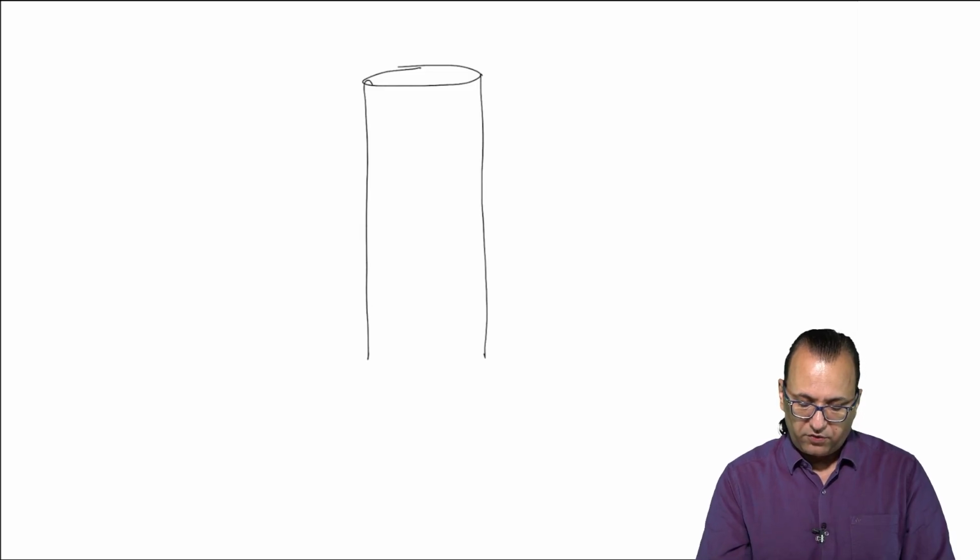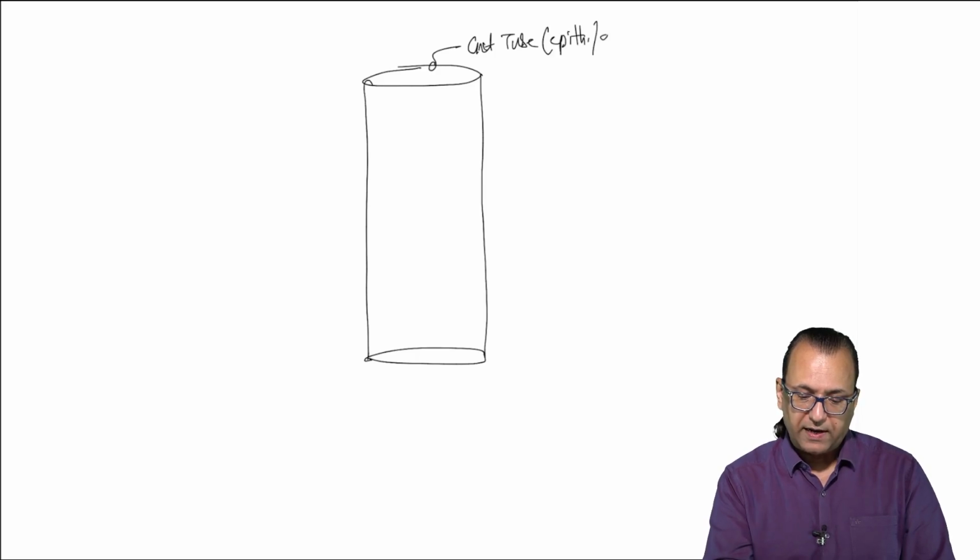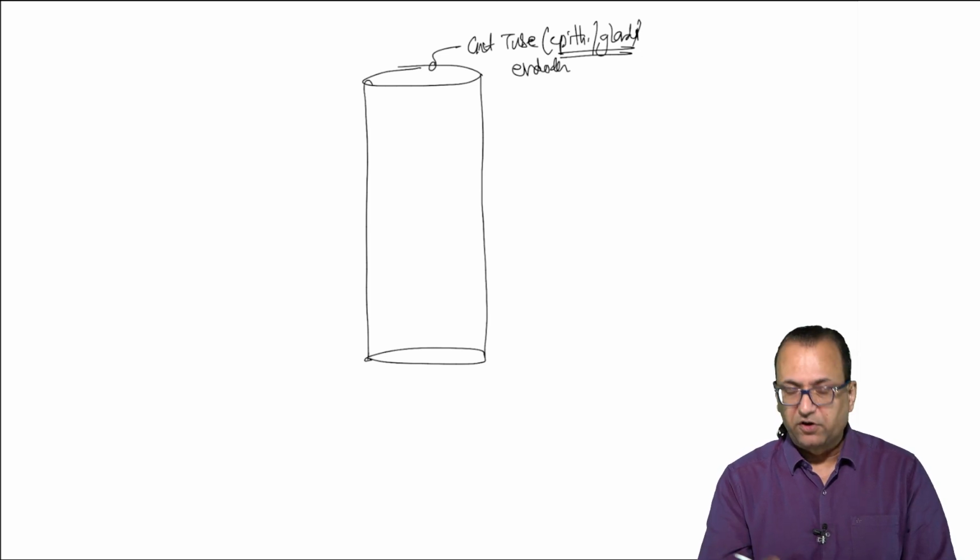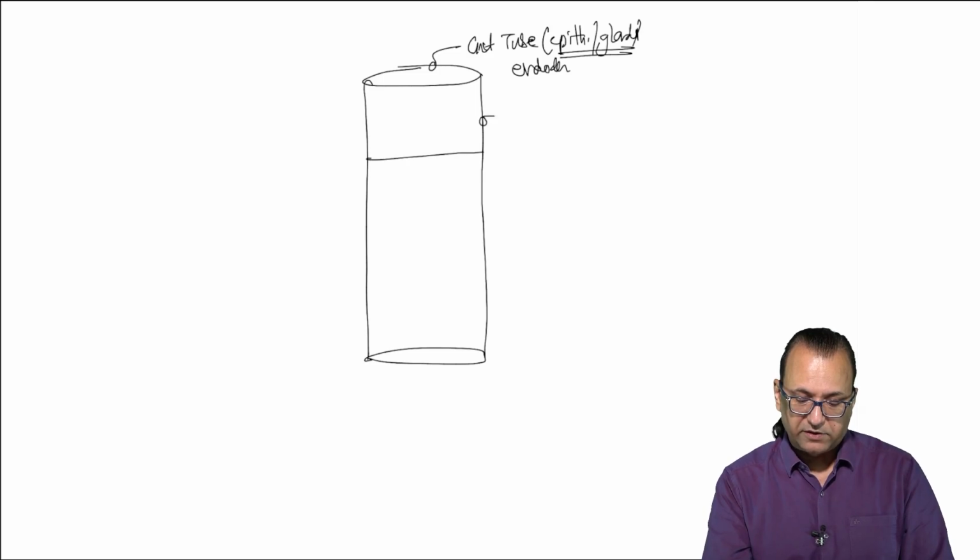So we are telling this is the gut tube, and the gut tube has the epithelium, not only epithelium but also the glands, because glands develop from epithelium only. So they are from endoderm, and this gut tube will have certain parts, like there is a foregut, this midgut, and then the hindgut.